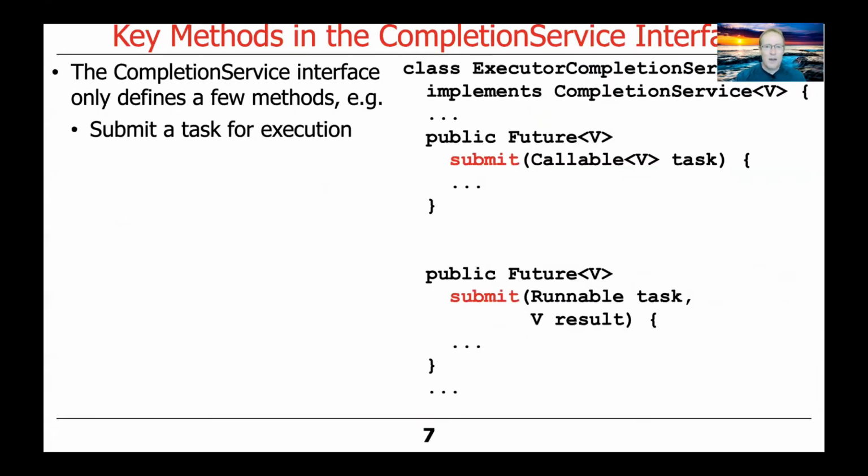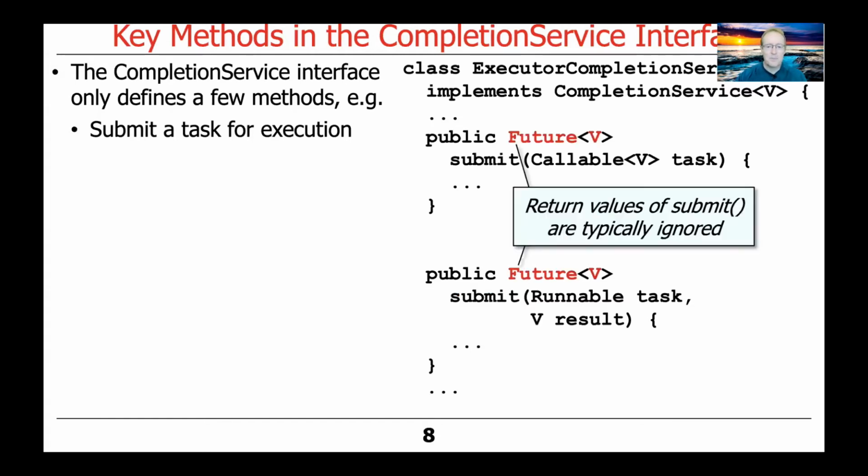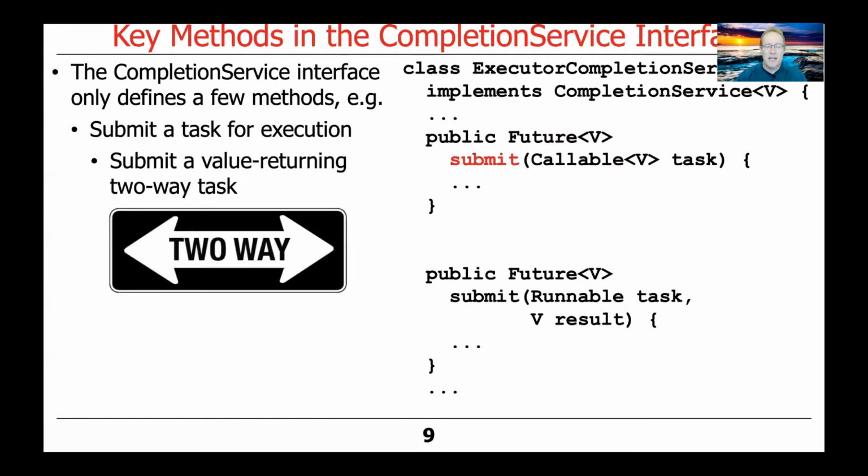One of the types of methods that it provides is the ability to submit a task for execution. And of course, the execution here is going to be asynchronous execution. And even though it returns a future by calling submit, that future is typically ignored. And you'll see why in a second when we look at some of the other methods that are part of the interface. So there's a couple different types of methods that you can have.